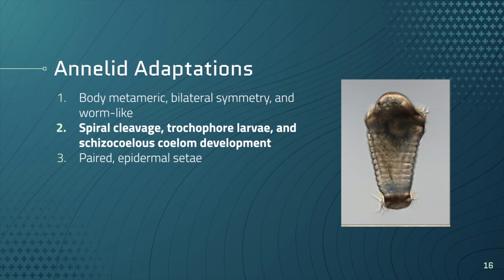These worms are triploblastic coelomates that develop from a spiral cleavage early in development. We talked a little bit about spiral cleavage and schizocoelous coelom development back in our unit on mollusks, so if you want a quick refresher, make sure you check out our last unit.